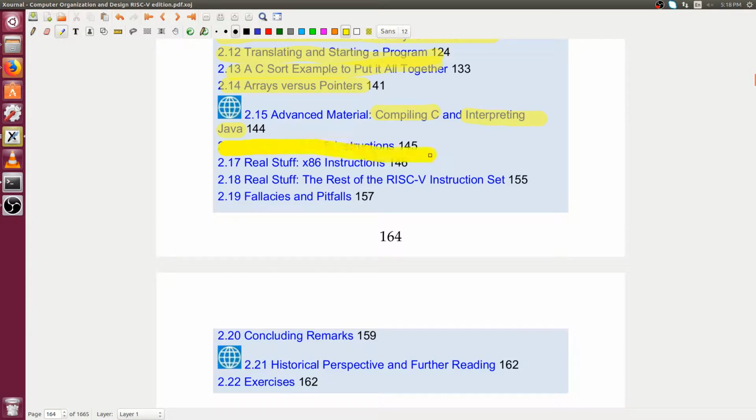And then we'll look at the MIPS instruction set, the x86 instructions. Here's a hint: if someone ever says, "Hey, I want to learn about x86 instructions," listen. Stay away. Go very far away. Don't do it. Okay.